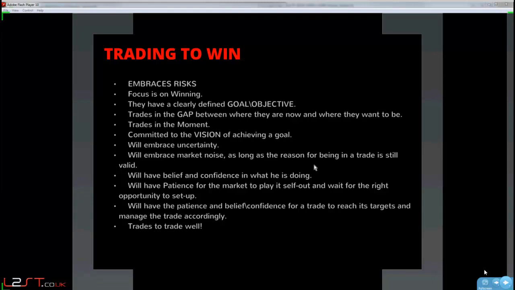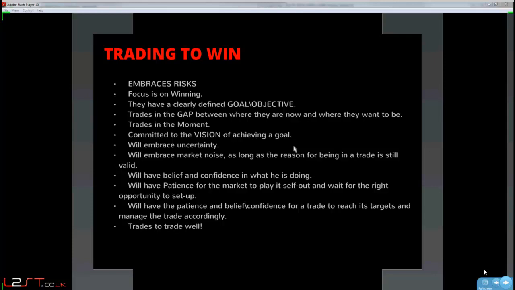I will have belief and confidence in what I am doing. Okay. We'll have patience for the market to play itself out and wait for the right opportunity to set up. So if I'm waiting for an opportunity for the market to get above value and it's trading within value, I'll do exactly that. I'll wait. I'll be patient. I'll wait for the market to come to me. A lot of the time the market opens up, it's already at a fair price. I'll say, okay, these are my levels. I'm going to sell it if it comes up here. I'm going to buy it if it comes down here.